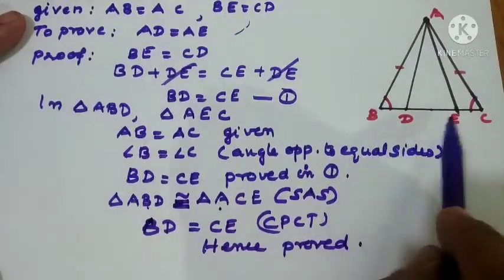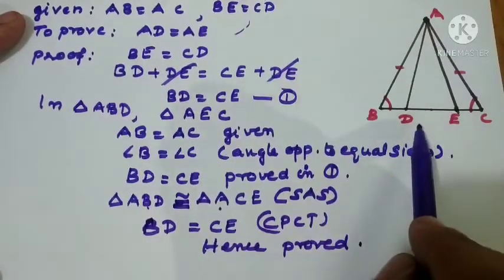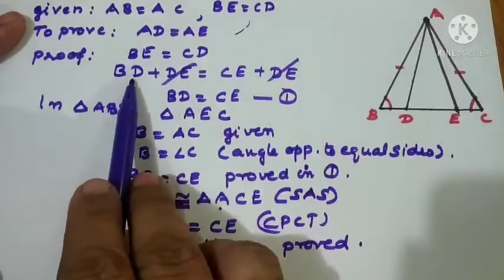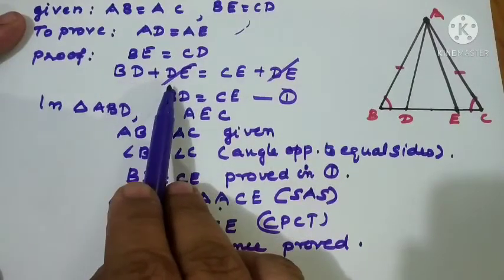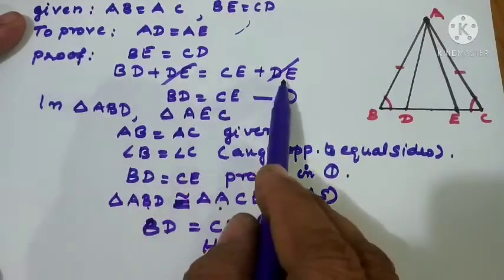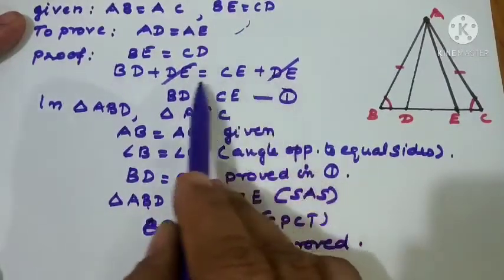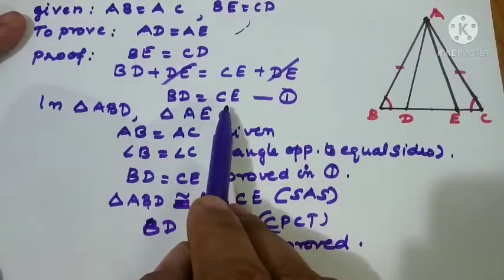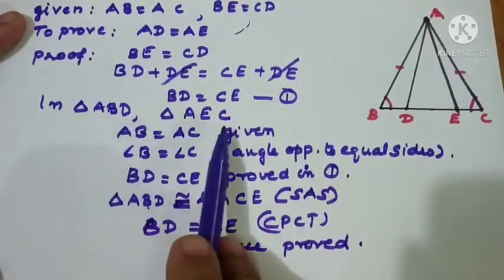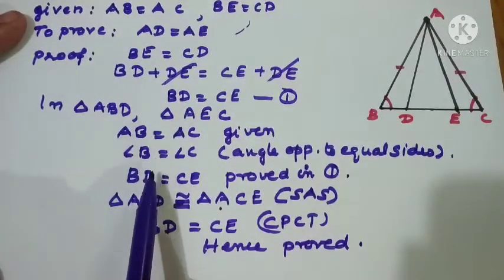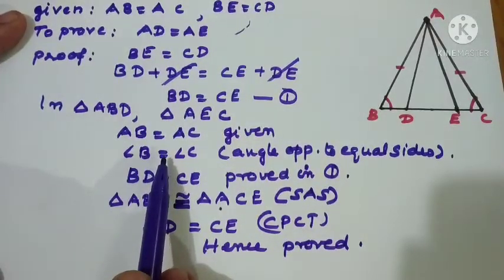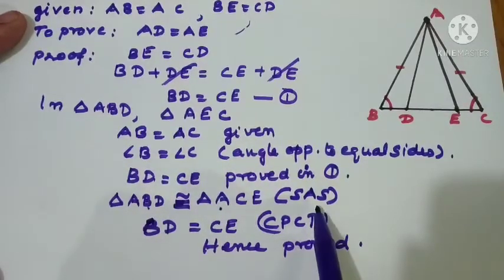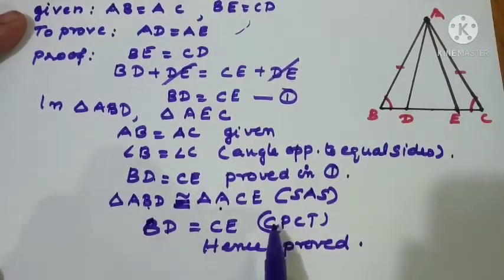So here BE and CD are equal, given. The diagram we have used, and we have written that for BE, BD plus DE, and next CE plus DE. So equals cancelled here. The equal line segment is which? DE only. The remaining sides BD and CE are equal, equation number 1. Now in triangle ABD and triangle AEC, we have two sides and one angle. The angle is the included angle only. So by SAS criteria, these two triangles are congruent. Therefore AD and AE are equal by CPCT. Hence we have proved here.